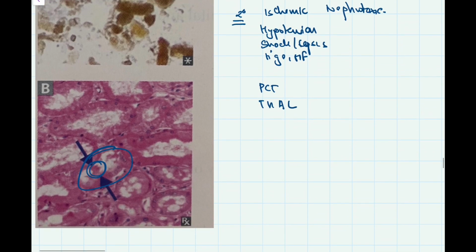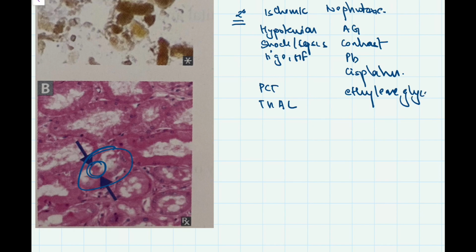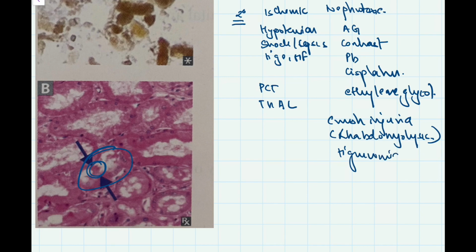Talking about the nephrotoxic causes, they are usually secondary to some toxic substances like aminoglycosides, then contrast, that is the radio contrast agents, lead, cisplatin, ethylene glycol, right? Then crush injuries that lead to myoglobinuria. This is also called rhabdomyolysis, and hemoglobinuria. For nephrotoxic injury, the proximal tubules are more susceptible.